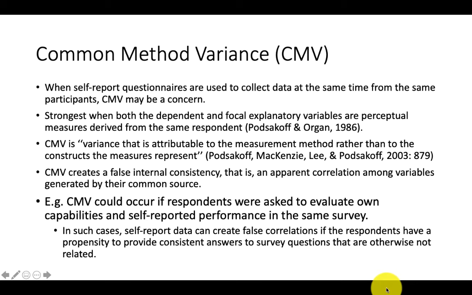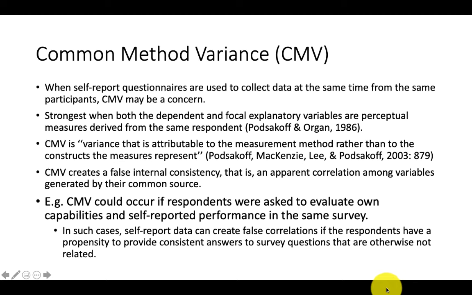Typically, common method variance exists because we collect our data from a single source, meaning to say that we collect the entire data from the same respondent. There are a lot of ways for you to be able to avoid having common method bias in your questionnaire. But in this class, we are going to test whether we do have common method variance or common method bias in our data using the Harman single factor test, right?